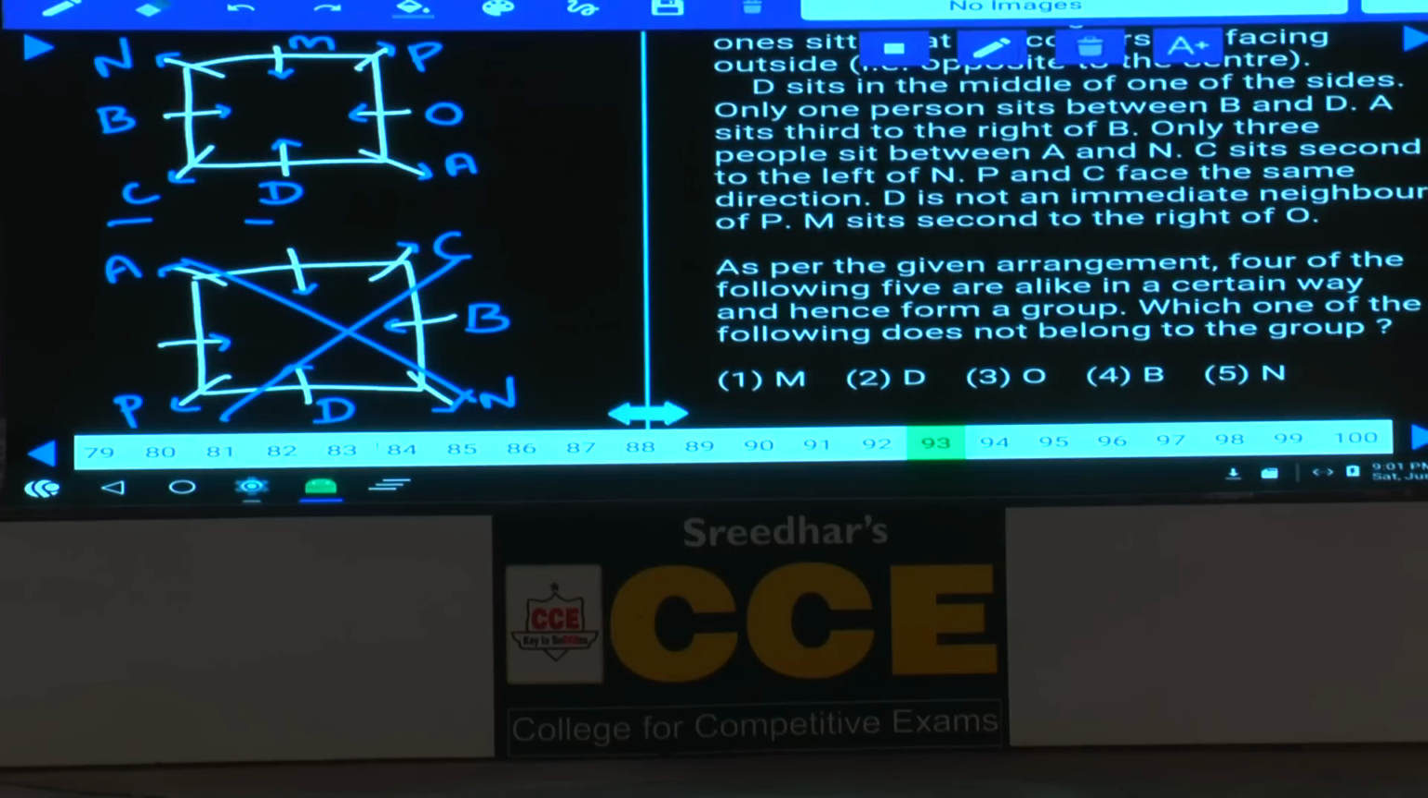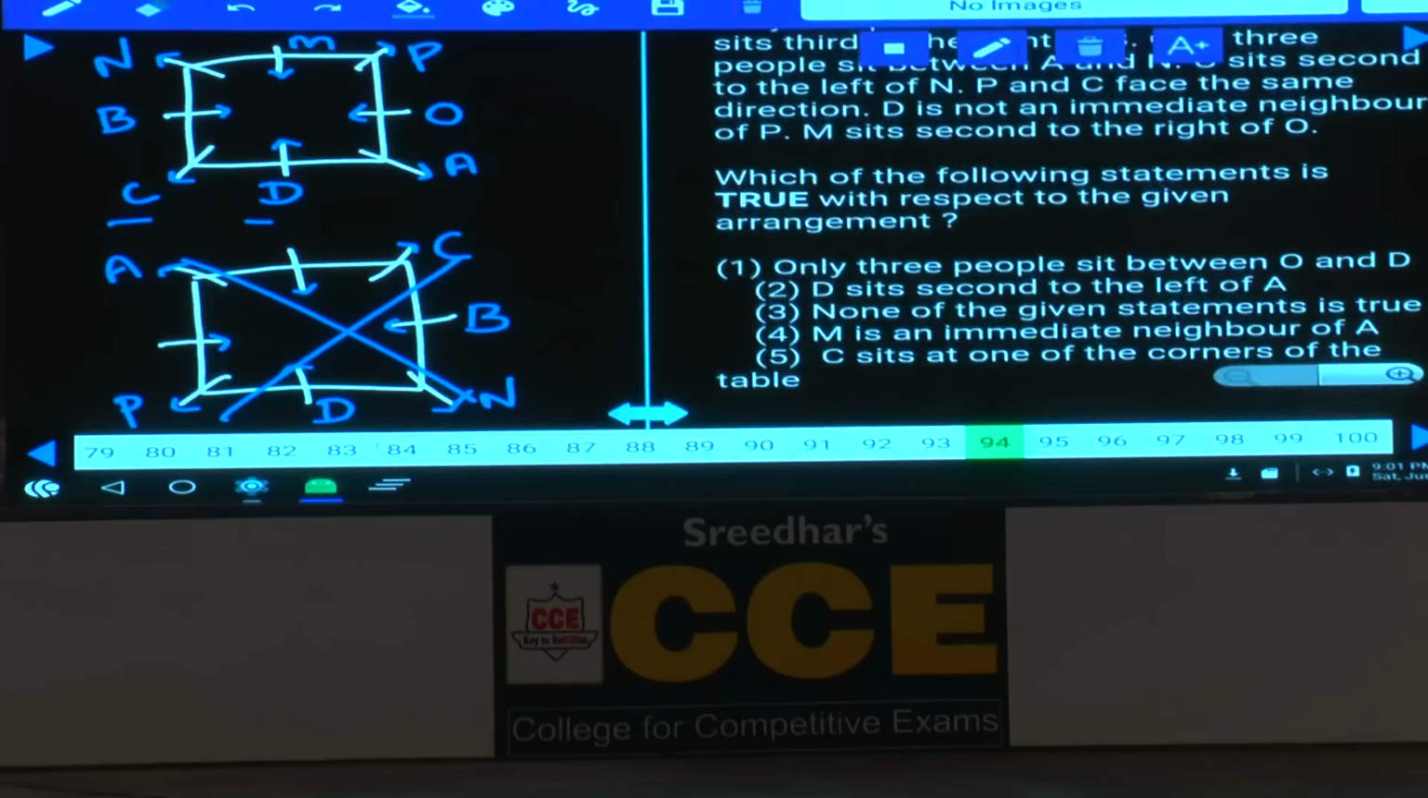Then 93. As per the given arrangement, 4 out of the following, one is an odd man out. M, D, O, B. All these 4 persons are at the centers, N is at the corner, and that is choice 5. Then 94. Which of the following statements is true with respect to the given arrangement?